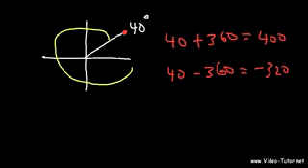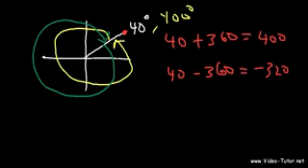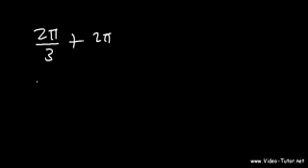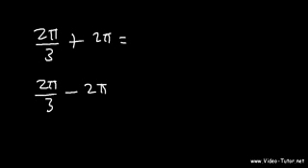If you add 360, you're going to go around the circle once. So 40 and 400, they're in the same location. If you subtract 360, you're going this way, and so negative 320 is in quadrant 1 as well. So that's how you can find two coterminal angles. But sometimes they'll give you this question in radians. Let's say you want to find the coterminal angle of 2 pi over 3. 2 pi and 360 are the same, so what you got to do is add 2 pi and subtract 2 pi. So that's how you can find a negative and a positive coterminal angle.